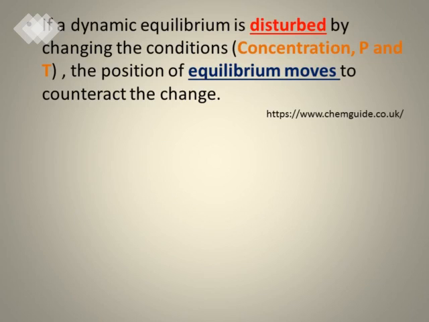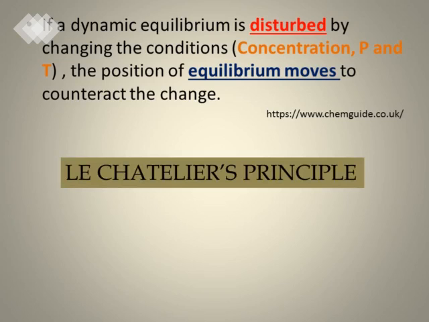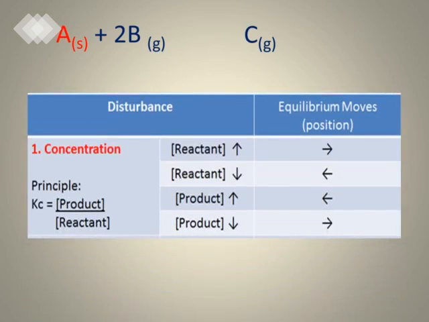When a system at equilibrium is disturbed, it will move to counteract the change. This is called Le Chatelier's principle. Now, let us study the effect of all potential disturbances in an equilibrium system. The Kc expression is used to explain the disturbance due to change in concentration.